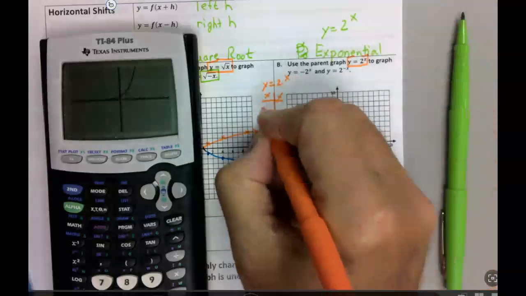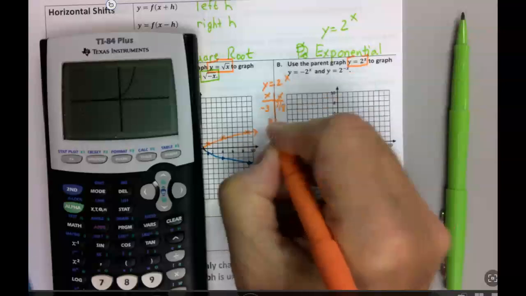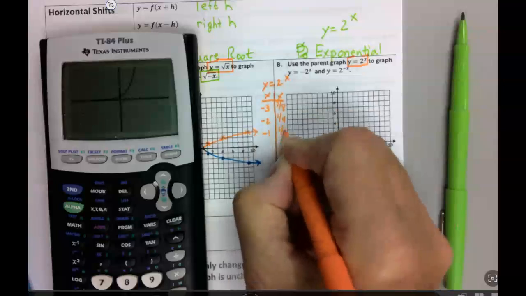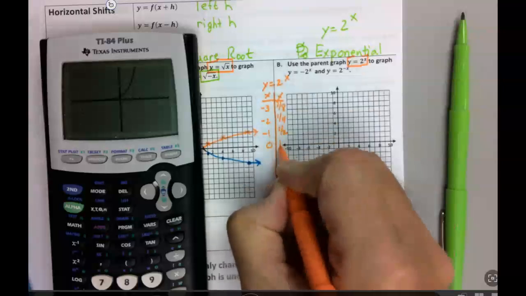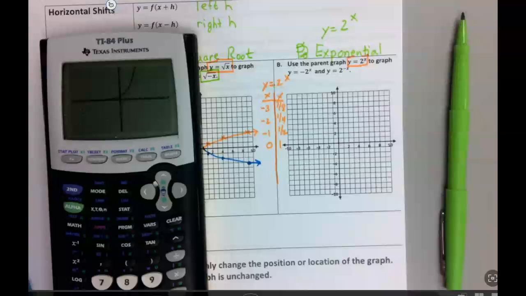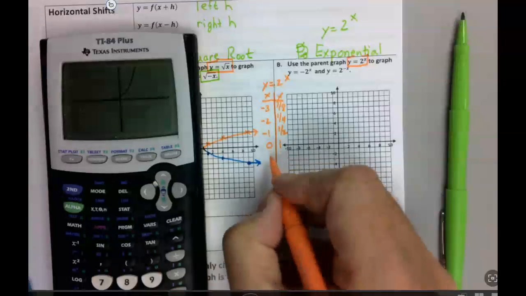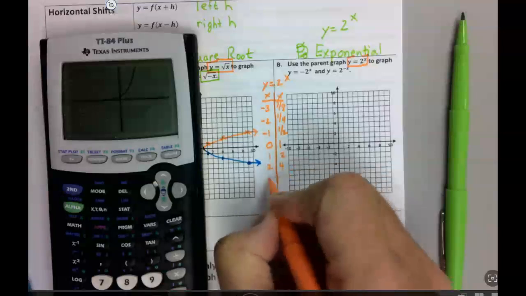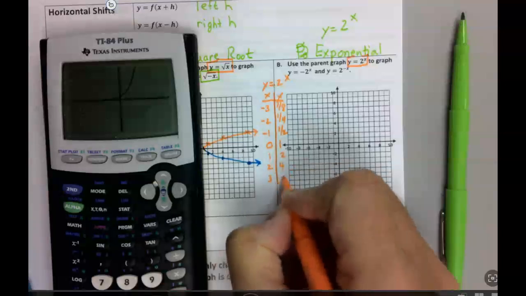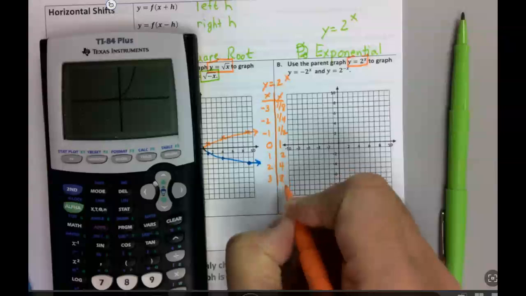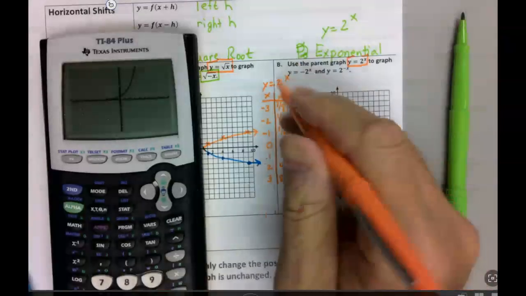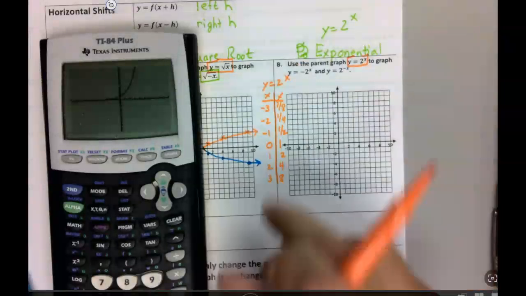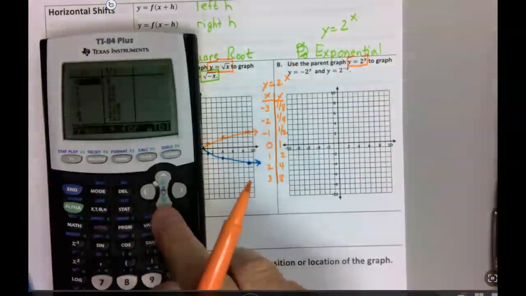So I think what I used yesterday for this one is my T-chart. I went -3, which is 1/8, -2, which is 1/4, -1, which is 1/2. 0 is 1. Anything to the 0 power is 1, right? 2 to the first is 2. 2 squared is 4. 2 cubed is 8. Correct? So those were the parent function values I gave you. Agreed?